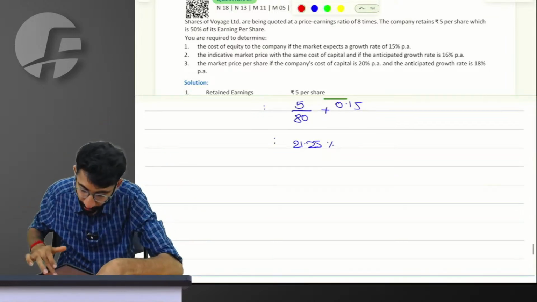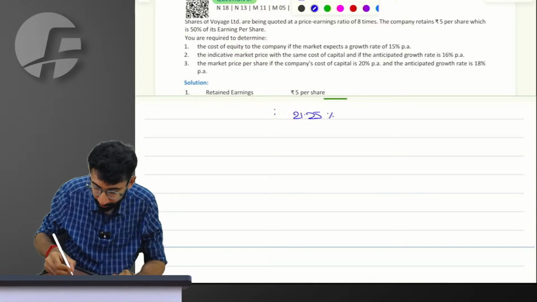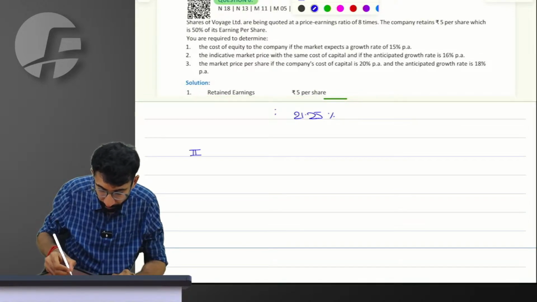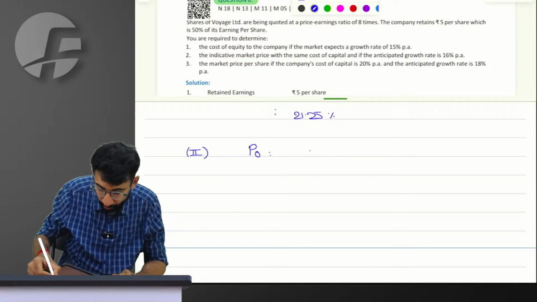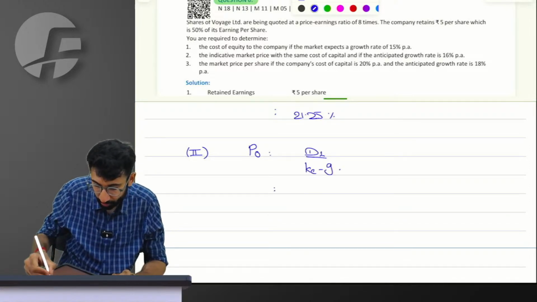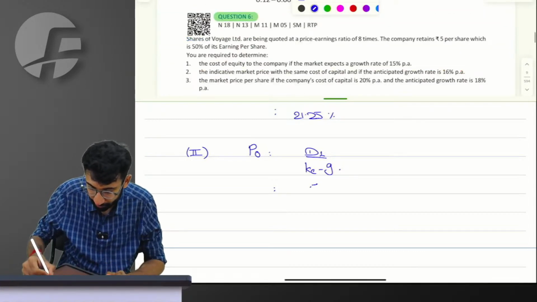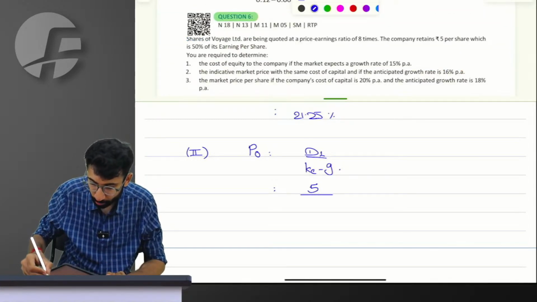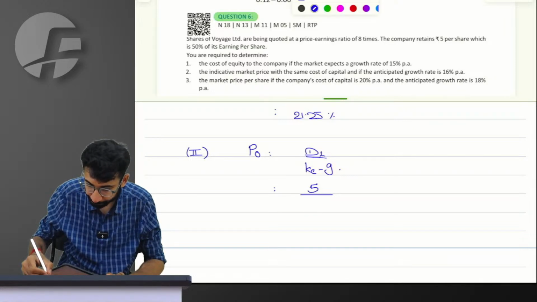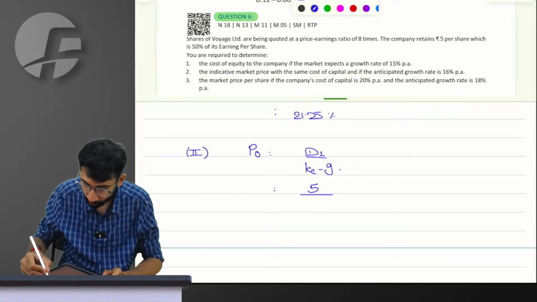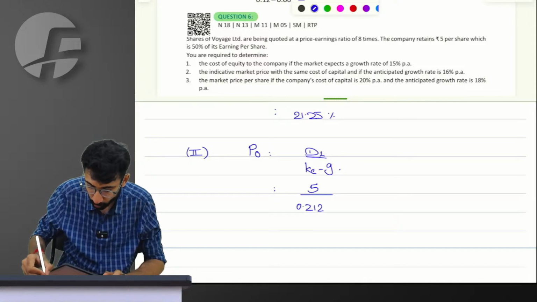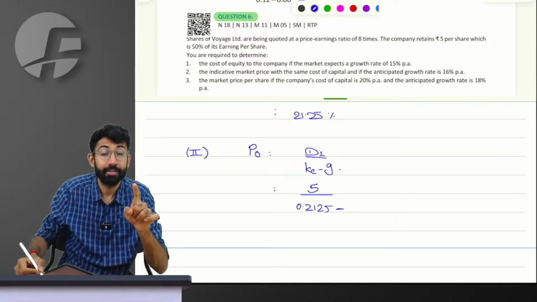All right. Very quick question, part 2 of this question. Second part of this question. P0 equals D1 divided by K minus G. D1 is how much? Let me confirm the answer to the first part. It is set. Divide by how much they gave us, K. How much is calculated? 0.2125, as we have calculated in the first part.